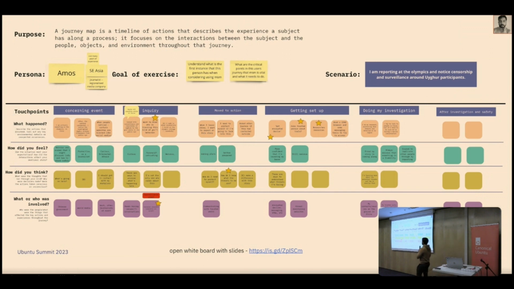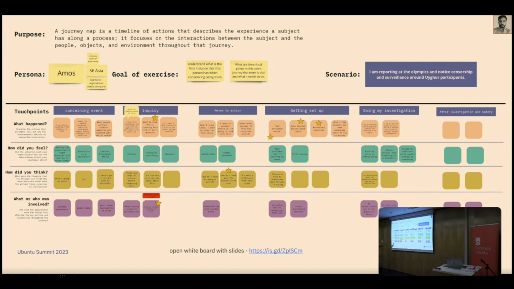What you can do is, it generally happens with a conversation with the user. So there are different touch points in the user's journey with your project, right? You can define one of those journeys. For example, in this example, the scenario is that this person is reporting at the Olympics and they notice censorship and surveillance around Uyghur participants. So there are different touch points for that scenario. For example, when that incident happened, when there was an inquiry, they moved to action, and when they did their investigation, things like that.